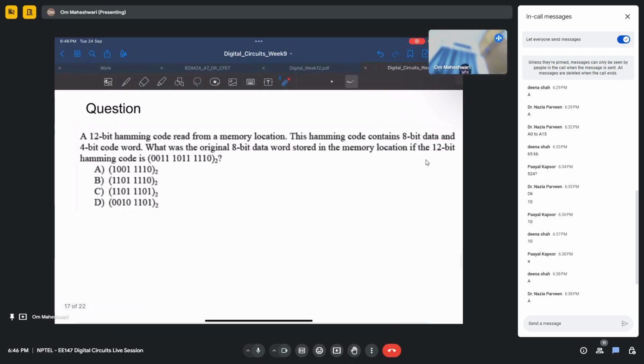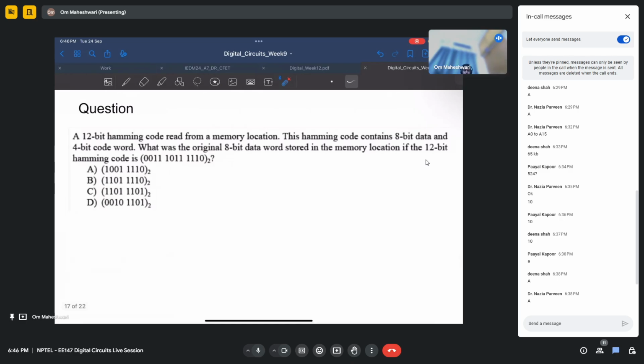A 12-bit Hamming code is read from a memory location. The Hamming code contains 8-bit data and 4-bit code word. What was the original 8-bit data word stored in the memory location if the 12-bit Hamming code is this? So you have this 12-bit Hamming code, you have to tell what is the original data. So please spend a few minutes to solve this, then we will do it together.